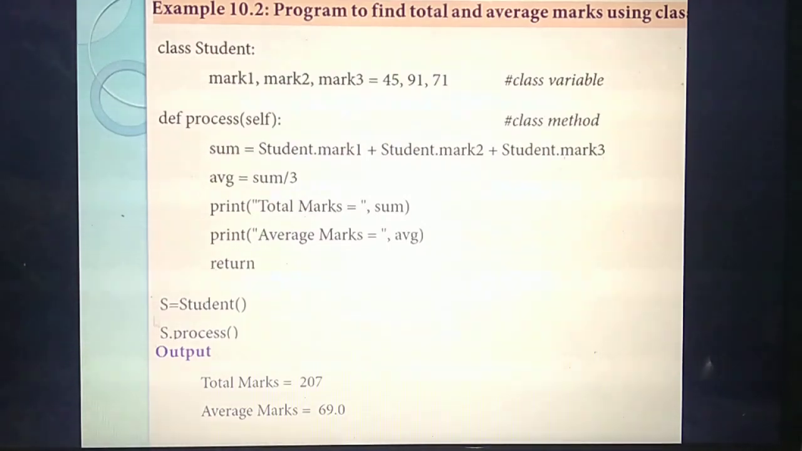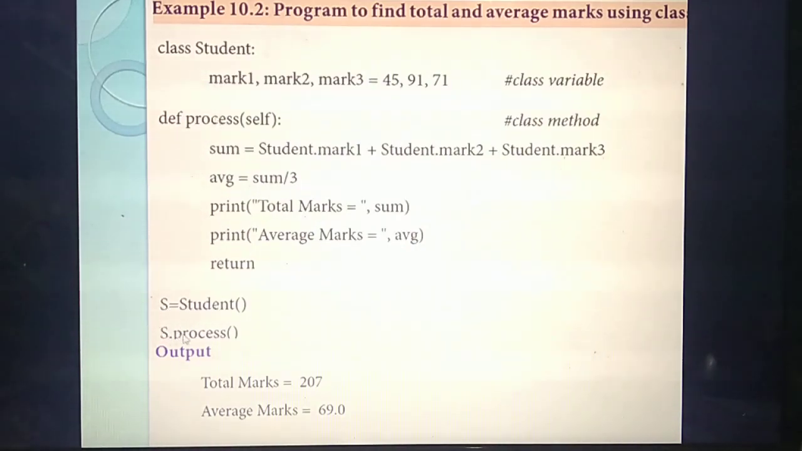So what's the object name now? s. Now you need to access which detail? You are going to access the sum and average, all the things you have defined inside the function called process, isn't it? So you need to call the function. The function you need to call with the object name. So what's the object name here? s.process(). What does this mean? This object will call this function.